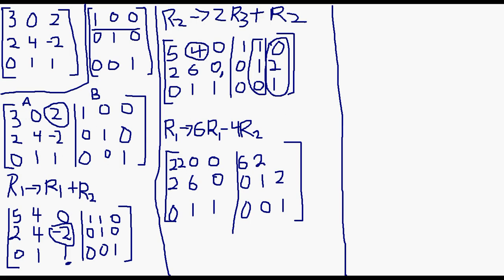This column. So 6 times 0 will give us 0. Minus 4 times 2 will give us 8. So we are getting negative 8. Right. So we've successfully played our attacking.